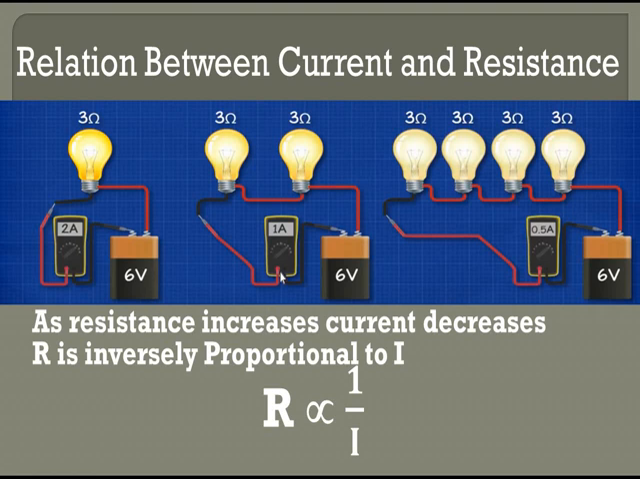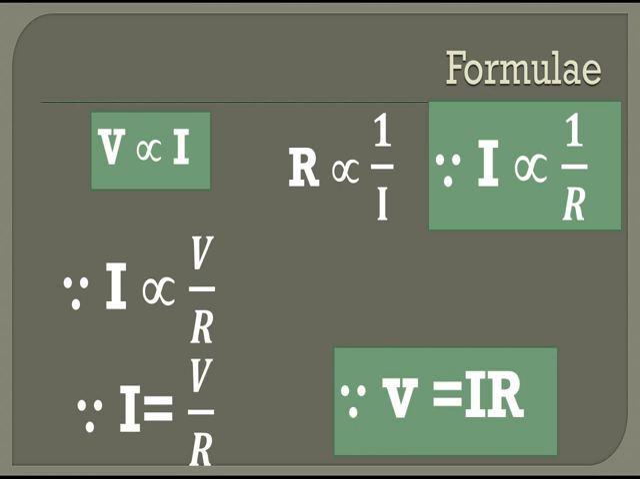So if we look at all three diagrams, we can easily say that as the resistance increases, current decreases. So resistance is inversely proportional to the current. We have found two relations: V is directly proportional to I, and R is inversely proportional to current.